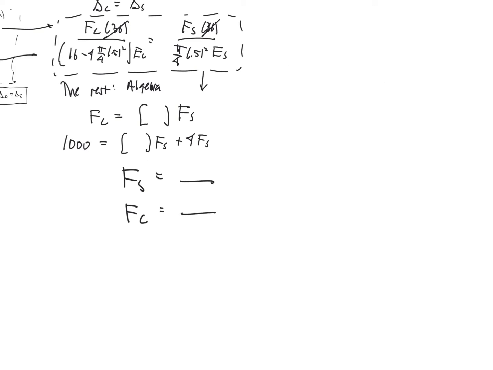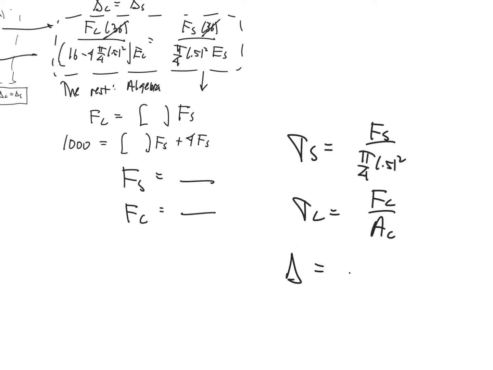After we've got the force in the steel, we can have the sigma in the steel is equal to the force in the steel divided by pi over 4 times 0.5 squared. Sigma in the concrete is equal to force in the concrete, I'm just going to write it like that, over the area of the concrete. And then we can use either expression to get the numerical value for delta.